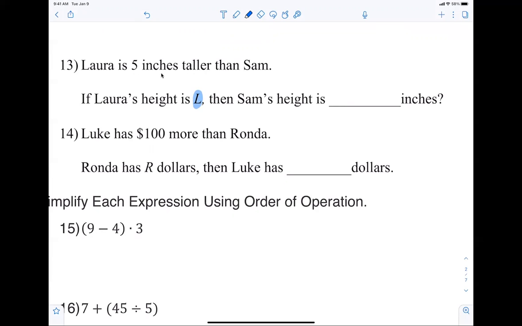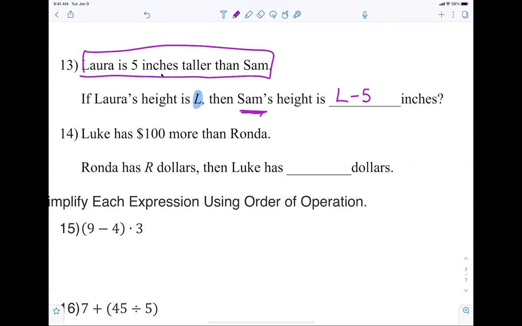Now, is Sam taller or shorter? So are we going to add something to her height or subtract something? And what are we going to subtract? How much? That is correct. Now, do you understand how they're trying to trick you? Because it says Laura is 5 inches taller than Sam. Do you agree? But they're asking about who, though? They're asking about Sam. So Sam is whatever Laura is minus 5. Do you agree with that?